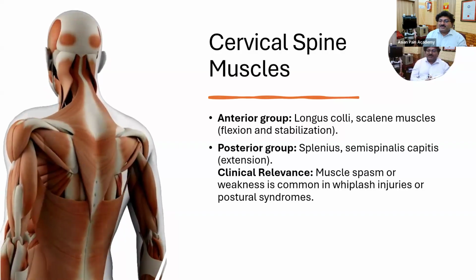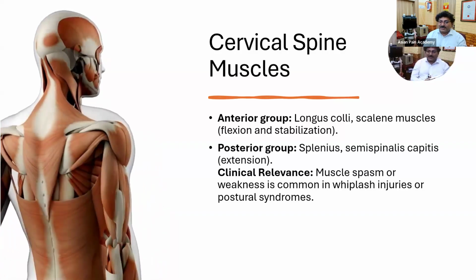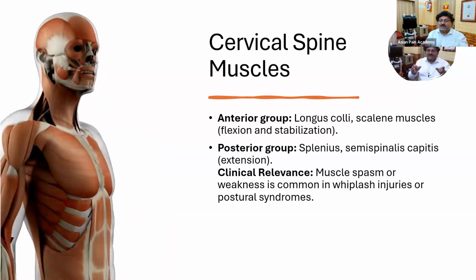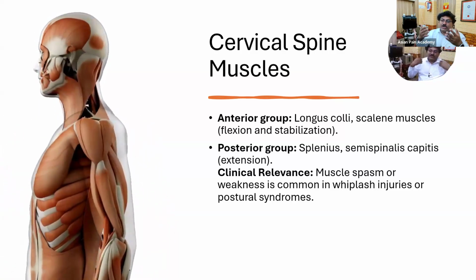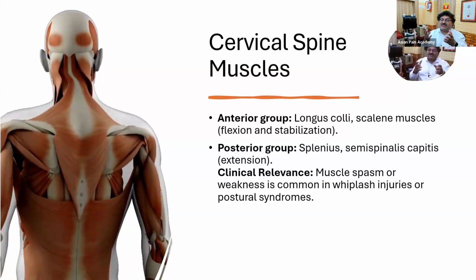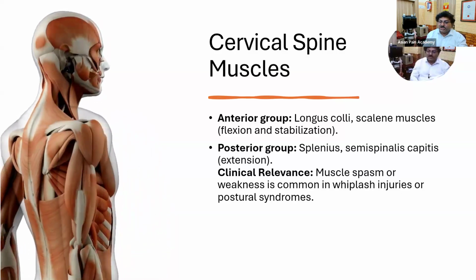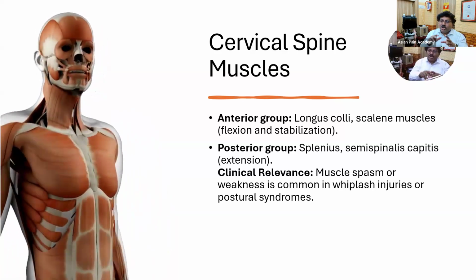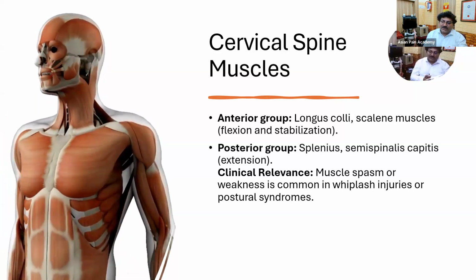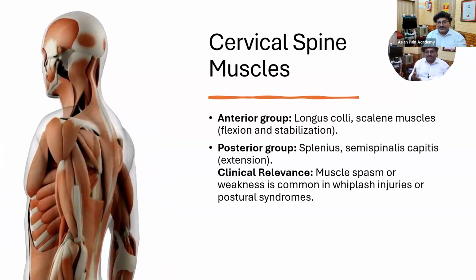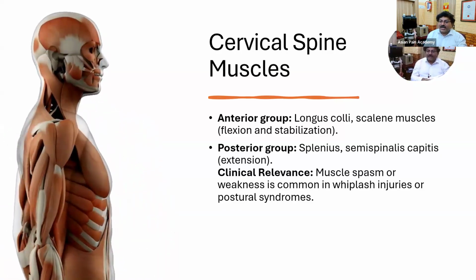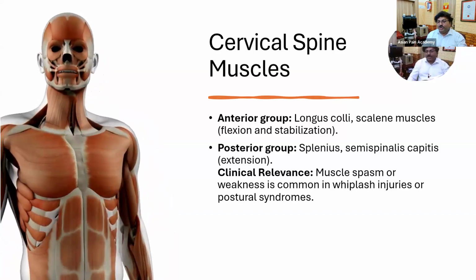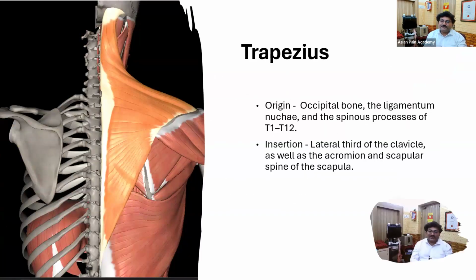Then there is a muscle which is known as the semispinalis capitis, which is a long, large muscle at the posterior side, which is a middle group of muscle. Neither is it superficial, nor too deep. So this muscle helps in the extension of the spine. Remember, whenever these muscles are affected, sometimes they can undergo spasm, causing pain, or sometimes can cause weakness, and it can be associated with whiplash injuries as well.